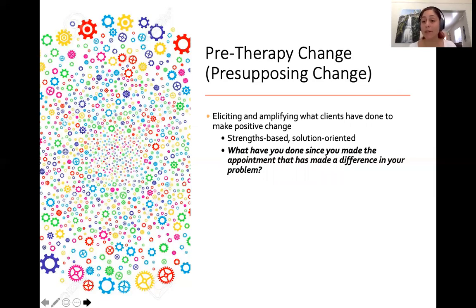Since these changes can't be attributed to you as the therapist, it helps the client to become self-reliant, to recognize their own resources and strengths, and to avoid becoming dependent on you to solve all their problems. Now, if the client says, well, I haven't done anything, that's when you use your questions to try to elicit some kind of strength that they've exhibited or some kind of exception to the problem that you can reinforce and praise the client for.